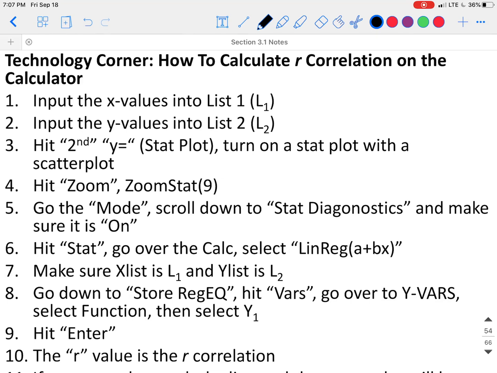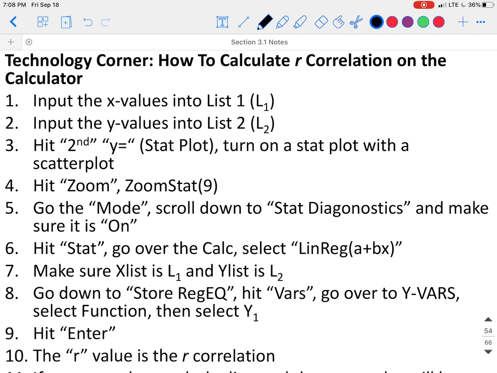To do this, you're going to input your x values into list 1, and input your y values into list 2. Then you're going to hit second y equals, which is your stat plot, and turn on a stat plot with a scatter plot. If you hit zoom and then zoom stat, which is option number 9, this will graph your information for you. It'll make your scatter plot. Now you do need to go to mode and scroll down and check to see if your stat diagnostics is turned on. If it's not, go ahead and turn it on now.